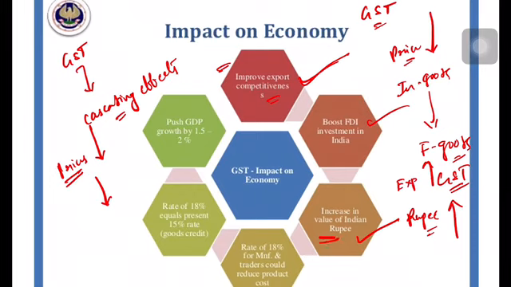And not only that, a rate of 18% for manufacturing and traders could reduce product cost. In the earlier case, because of more cascading effects, the taxation on manufacturing was so high, because the central government used to put excise duty, whereas the state government used to put VAT. So two types of taxes on a single item. But now, because we have brought this concept of GST, which simply destroys this cascading effect of taxation, we are merely applying 18% on manufacturing.